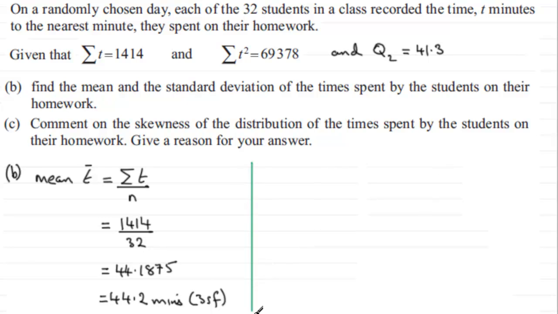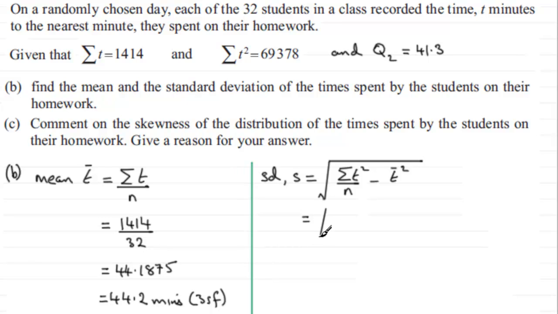In the next part, we're asked to work out also the standard deviation. Now, the standard deviation, you could use the symbol S if you like, it's up to you, is given by the formula. You should know this already, but it is given by the formula the square root of the sum of t squared divided by n, minus the mean, t bar in this case, squared. So we've just got to fill in our values for this then.